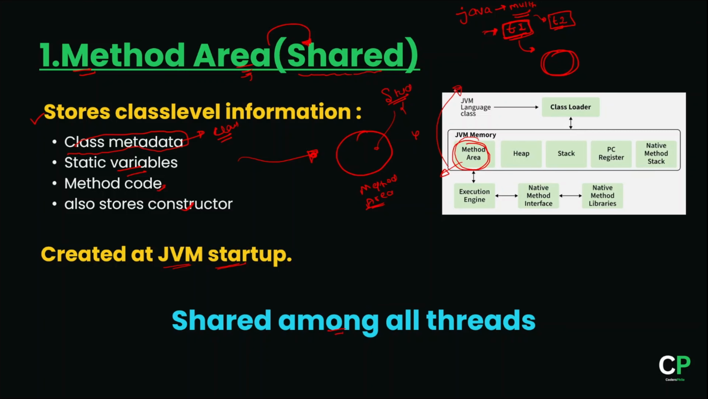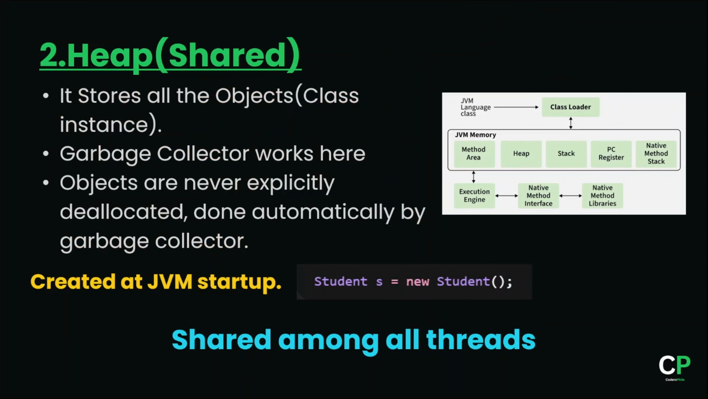So what is a thread? A thread is an independent unit of execution of the program. If you are not aware of threading, then no problem. Just remember that a thread is nothing but an independent small unit that is executed. So that is the method area.